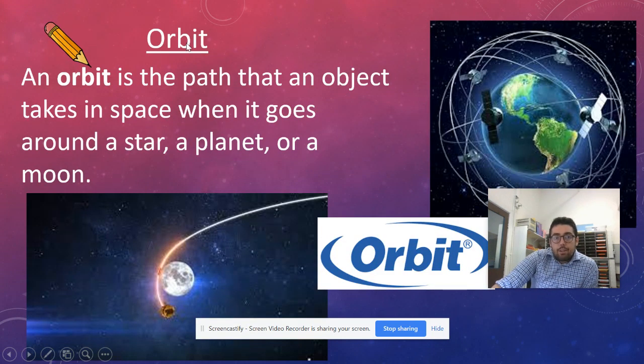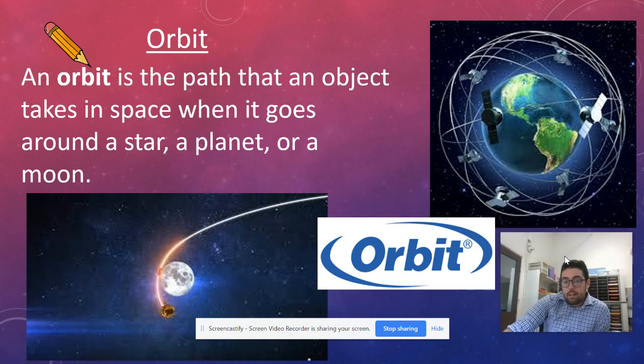Okay, next up we are talking about orbits. So an orbit is the path that an object takes in space when it goes around a star, a planet, or a moon. So here we've got an object moving around in a regular path around this, what looks like to be the moon. Okay, this here orbit is just a brand logo, but you can actually see around the outside there with my cursor, it's illustrating that an orbit is something you're circling around the word orbit.